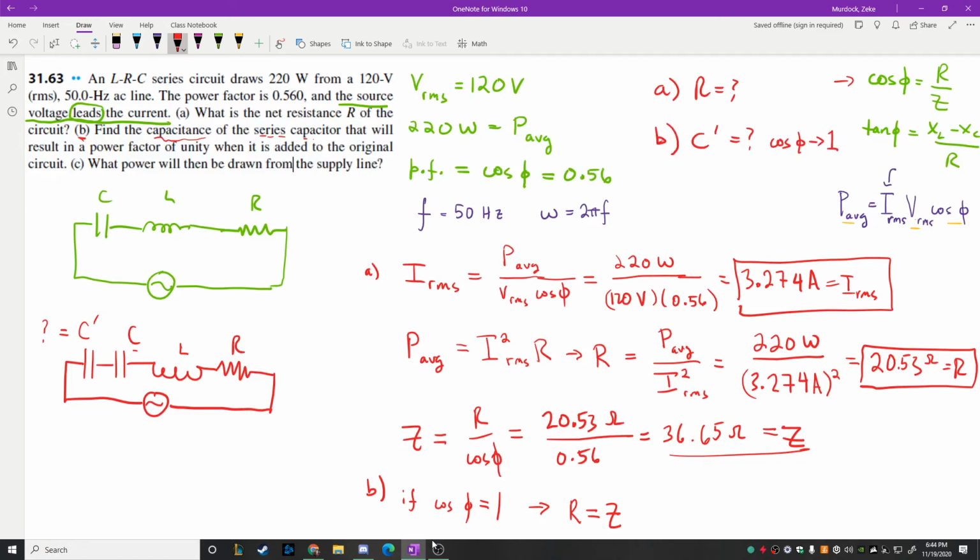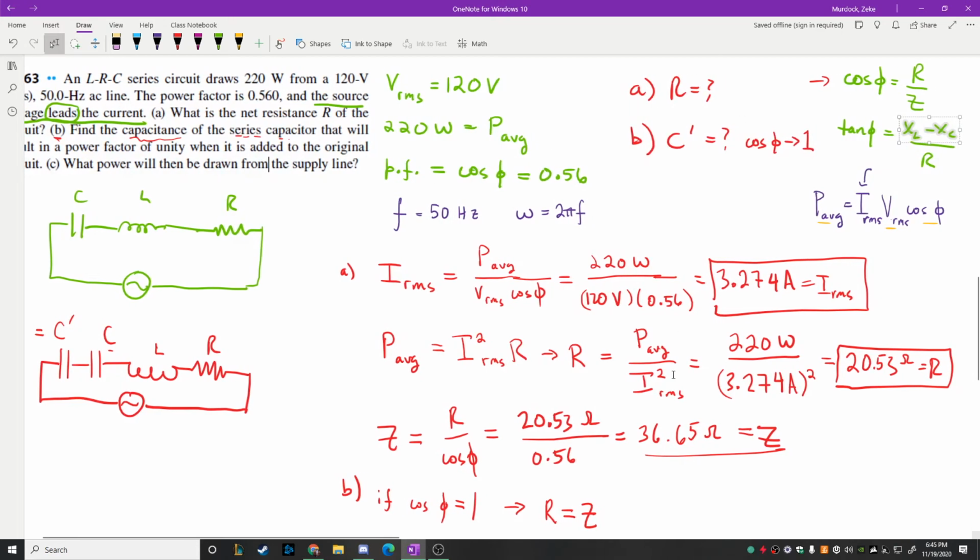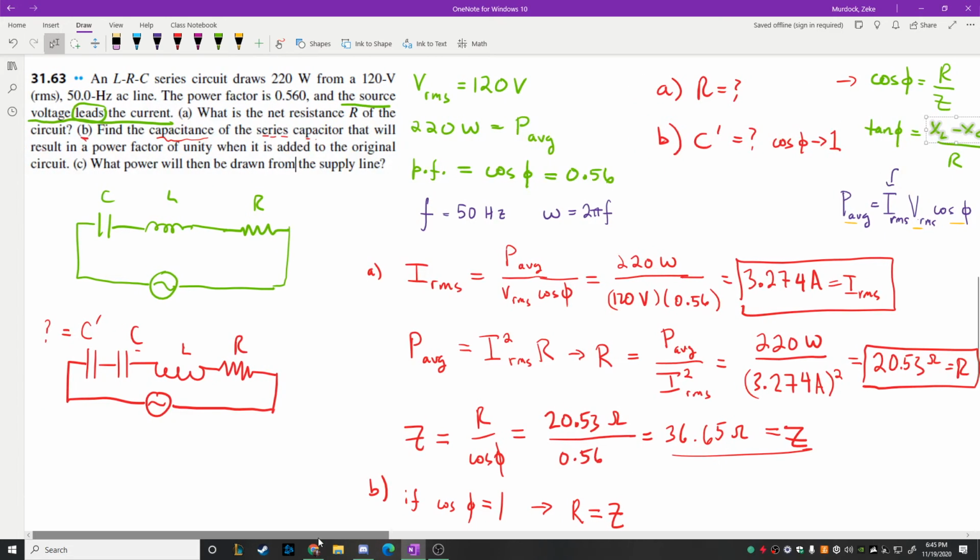Ashley, should we combine them with 1 over C plus 1 over C prime is equal to -1? Sure. And then we could probably use tan phi as well. Yeah, there you go. All right, so first of all, this is a circuit where the source voltage leads the current, right? What does that mean about the relationship between XL and XC if the source voltage leads the current? If you look back at what we did last time.